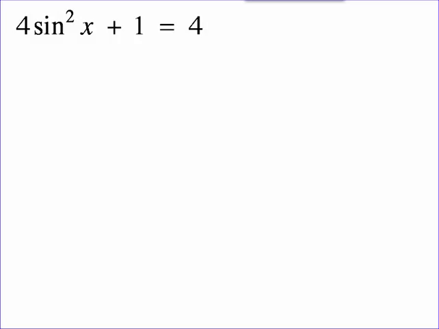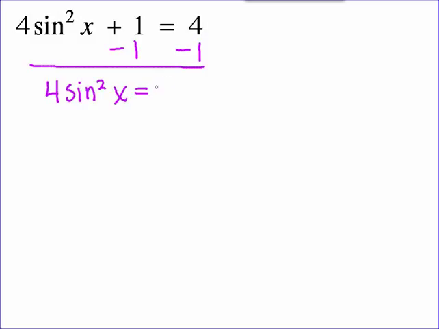Okay, so what do you do to solve this? Subtract 1 from the left side first. Subtract 1 first. Good. So then I'm left with 4 sine squared x equals 3. What should you do now? Divide by 4. So I end up getting sine squared x equals 3/4. Now what do you do? Take the square root.